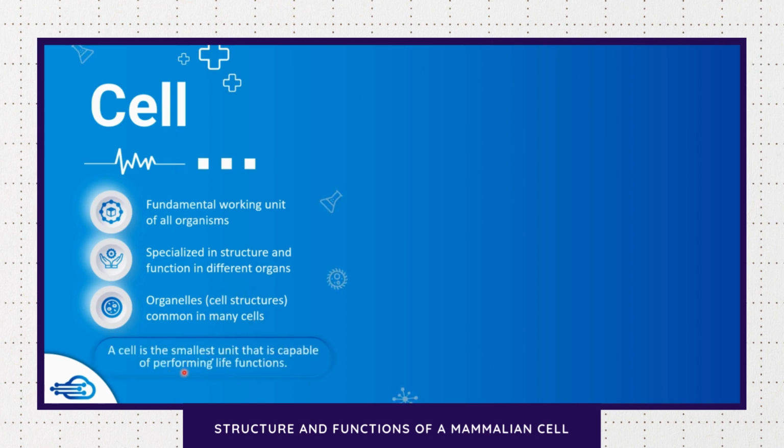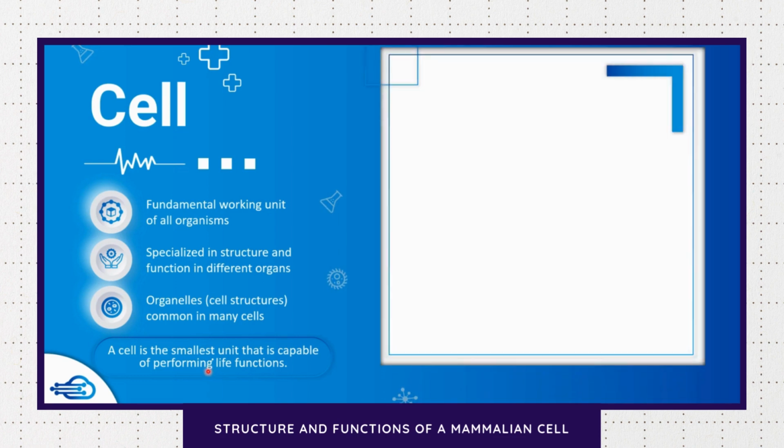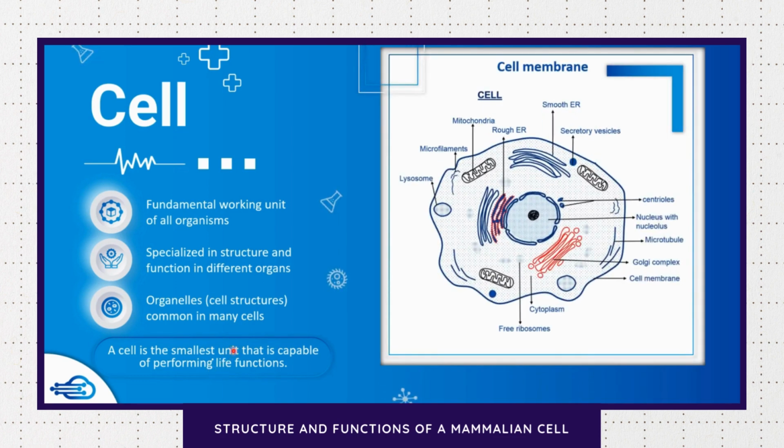So basically a cell is the smallest unit that is capable of performing life functions, because it is the conglomeration of cells together which is actually forming a tissue and then it is forming an organ. So this is a schematic diagram representing the cell and the various organelles which are present in the cell. We will deal with each of the organelles one by one.